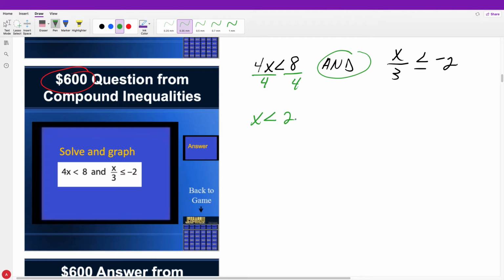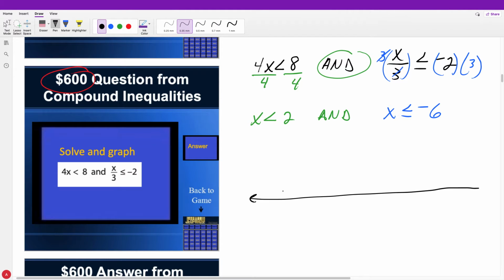So we have x is less than 2, and I'm going to change this color. I'll do it in blue. This one will multiply each side by 3 to isolate that variable x. And x is less than or equal to -6. All right, so now once we get these answers, then we are going to have to graph them.